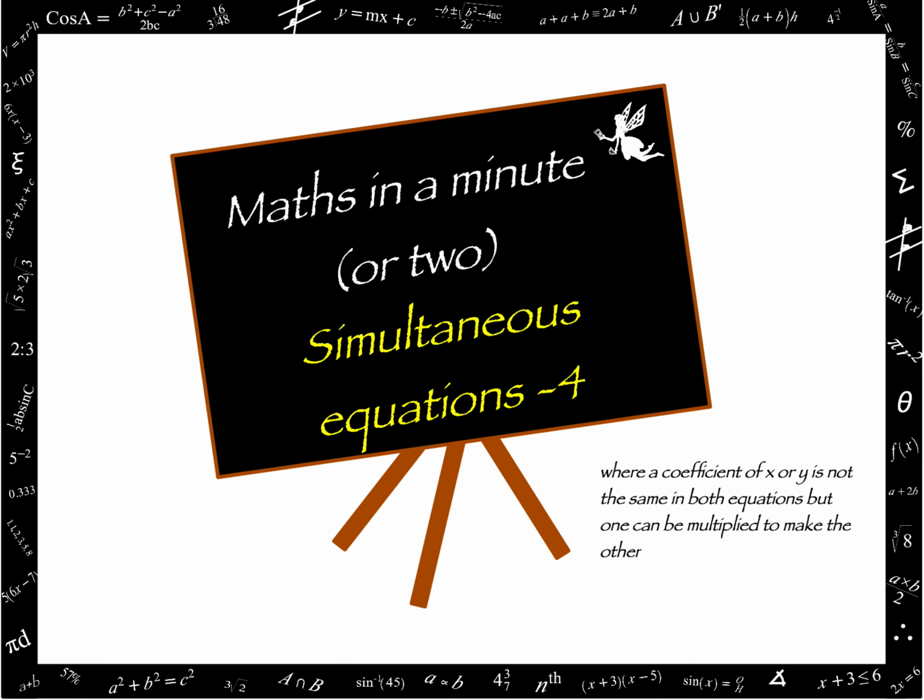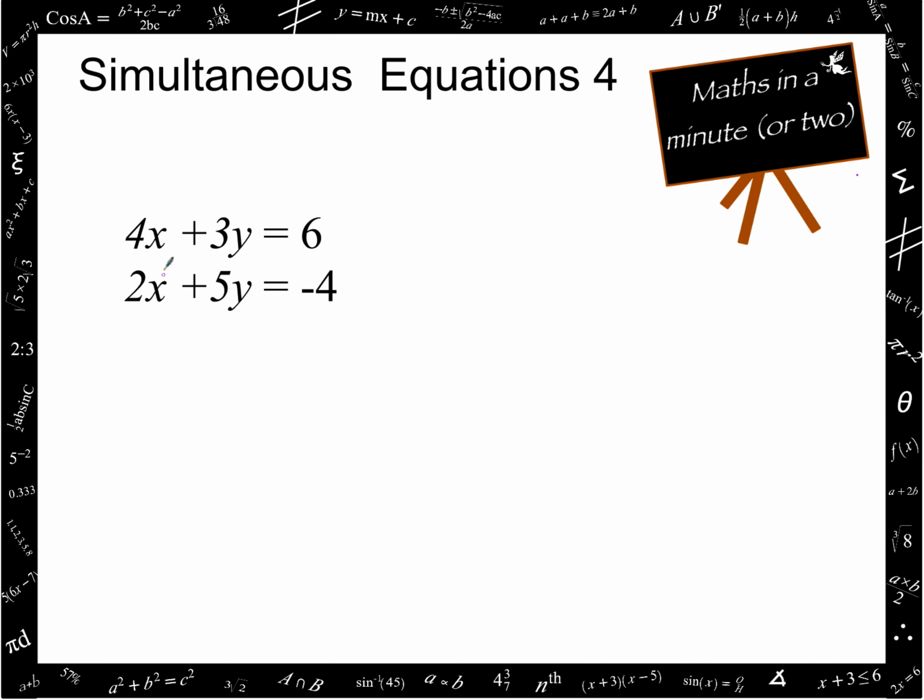This is simultaneous equations 4. Now this time what we have is no matches, so we haven't got an x coefficient that's the same, we haven't got a y coefficient that's the same. So what we have to do is to make one of them the same, and looking at this, the easiest way to do it would be to make that 2 into a 4.